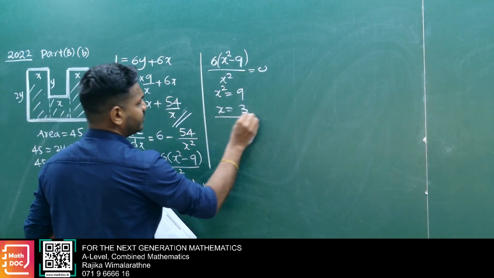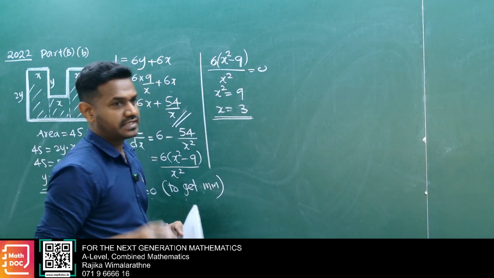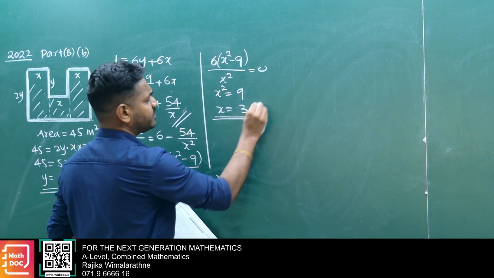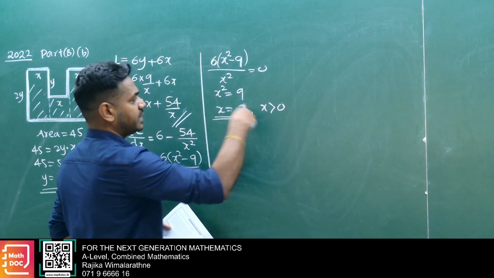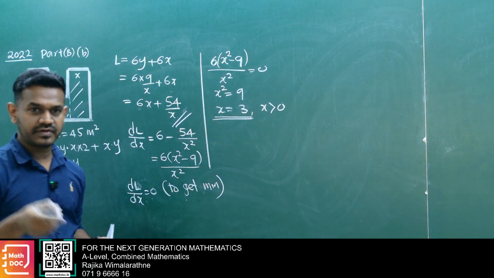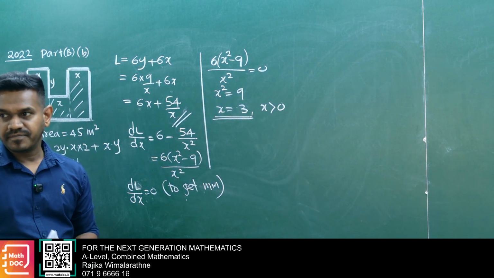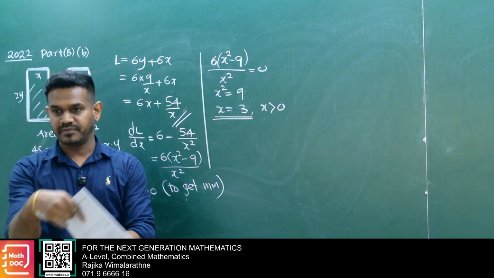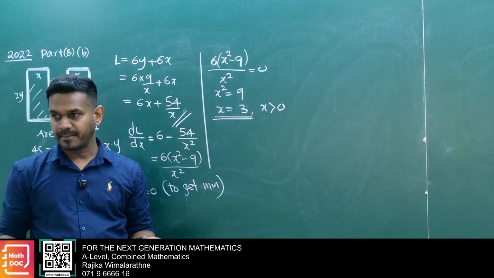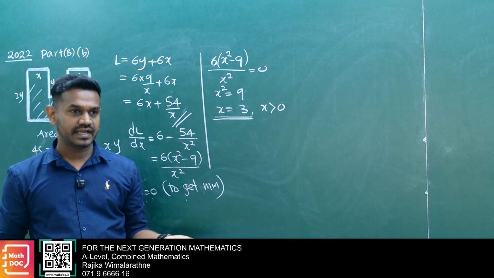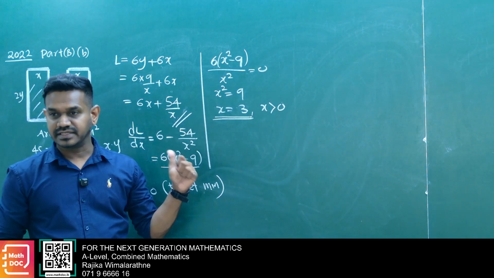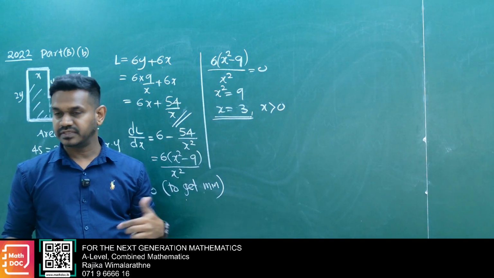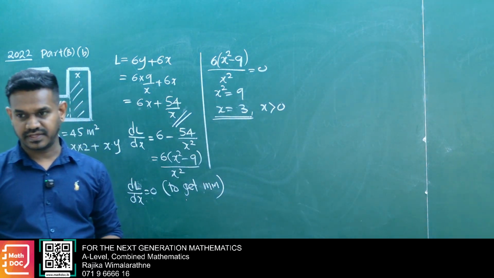Here no need to write plus or minus 3 because x is positive. Since x means length, don't worry about getting negative values. In pure mathematics, in algebra, we get plus or minus 3 and have to take that. But here in the application, side length is positive, so you can consider only positive values.